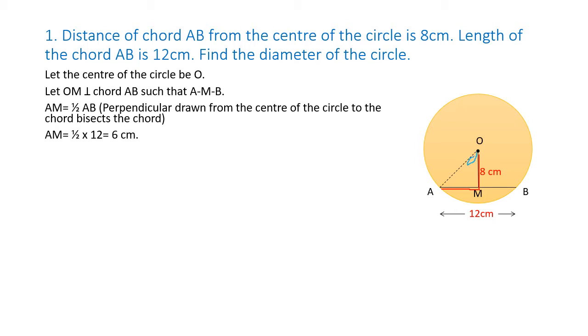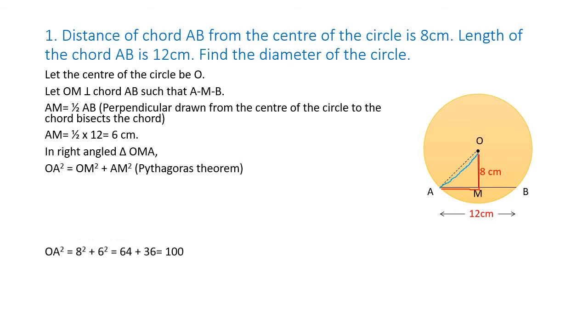OA is the hypotenuse of the triangle. So I will be applying the Pythagoras theorem. In triangle OMA, OA square will be equal to OM square plus AM square, because these are the other remaining sides of the right angle triangle, according to the Pythagoras theorem.